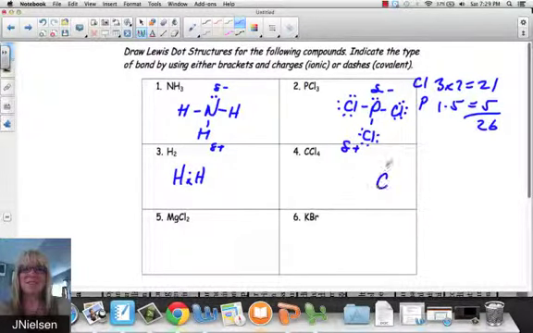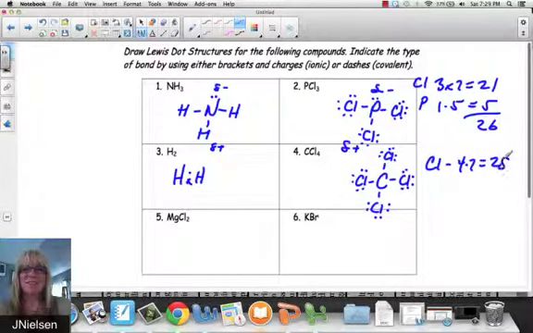CCl4. So you've got 4 times 7 for the Cl. 4 times 7 is 28. And you've got carbon, which is 1 times 4, which is 4, for a total of 32. And you've got 2, 4, 6, 8. 8 times 4 is 32 electrons.